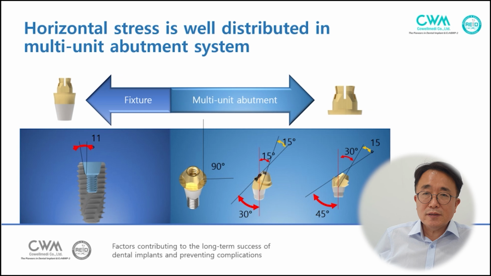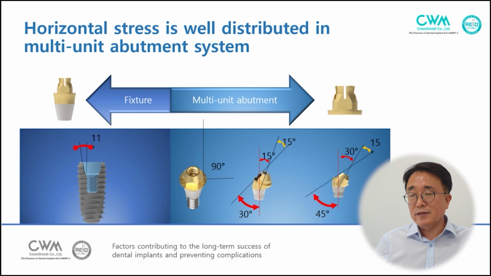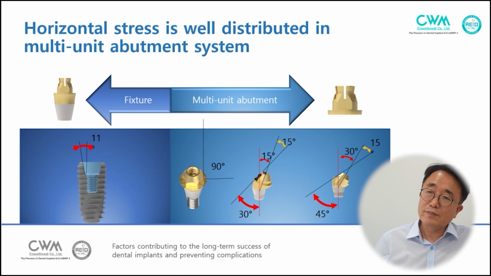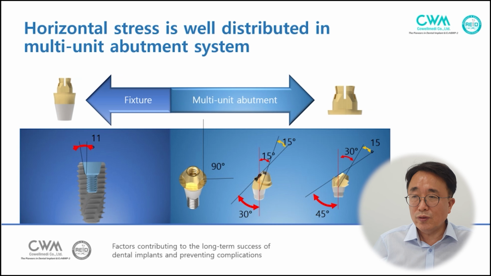Fixture connection is about 11 degrees. Multi-unit abutment has a cylinder and the cylinder screw on. So we can change the angulation between fixtures. And this system has abutment and abutment screw, or abutment and cylinder screw.